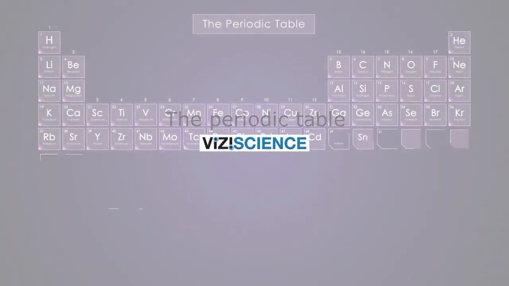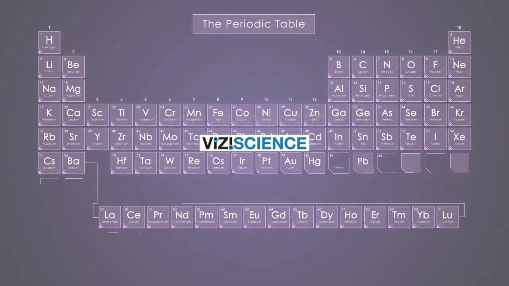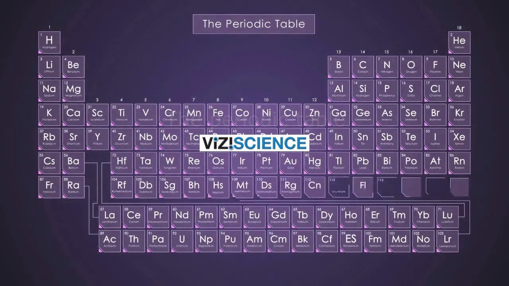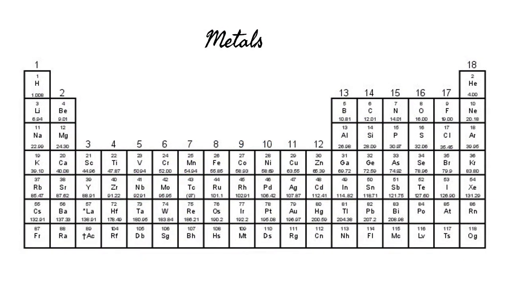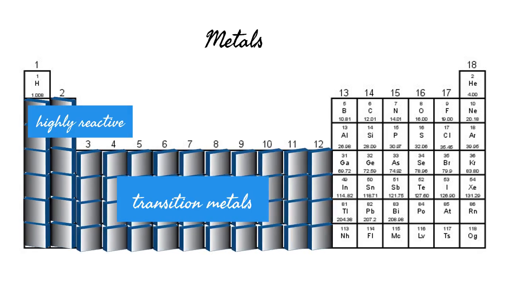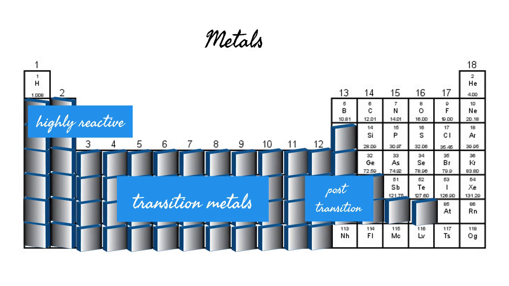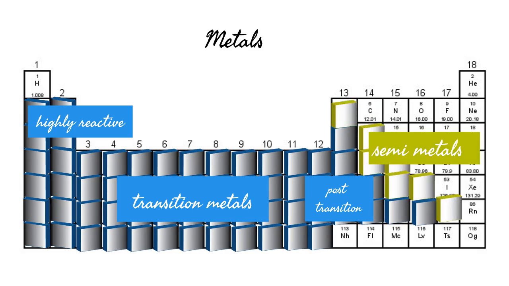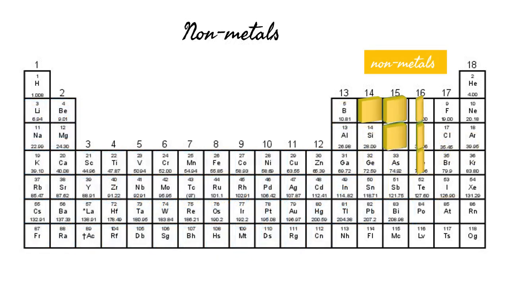There are specific rules to follow when naming chemical compounds. But first, let's look at the periodic table. More than 2/3 of elements are metals. These are the highly reactive metals. These are the transition metals, the post-transition metals, and these here are the semi-metals. These are the nonmetals.